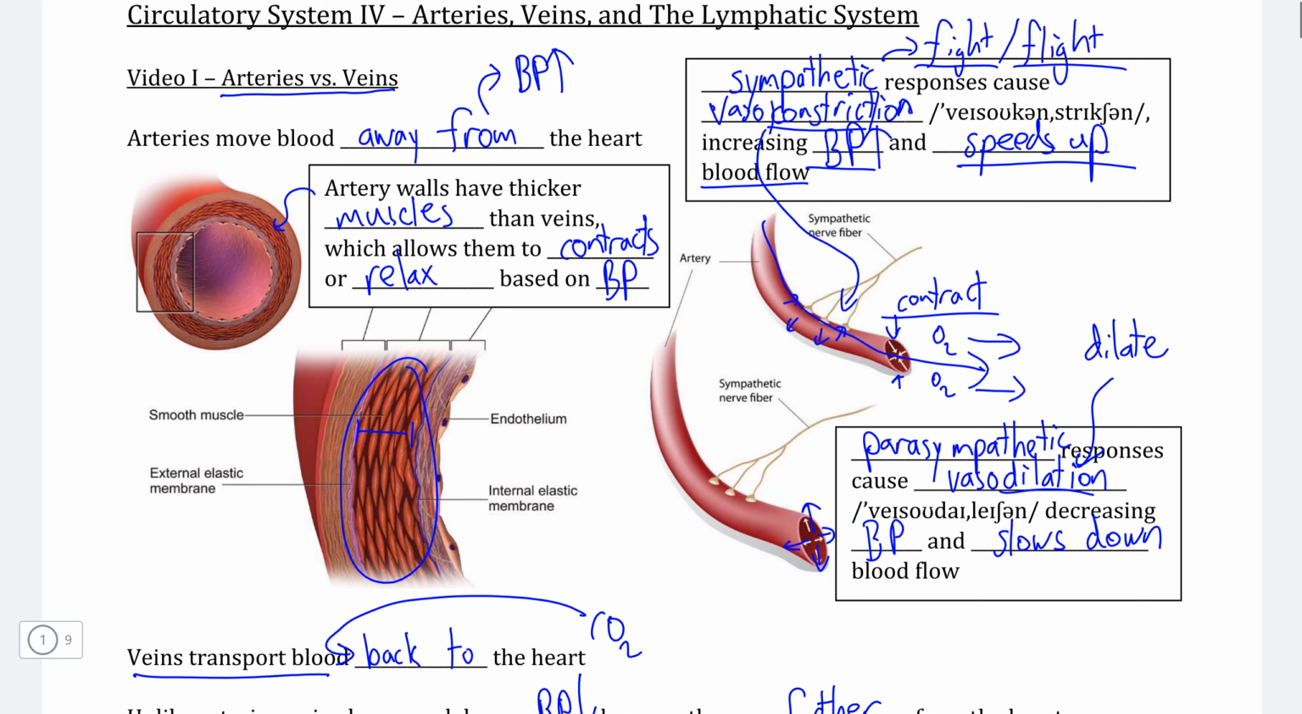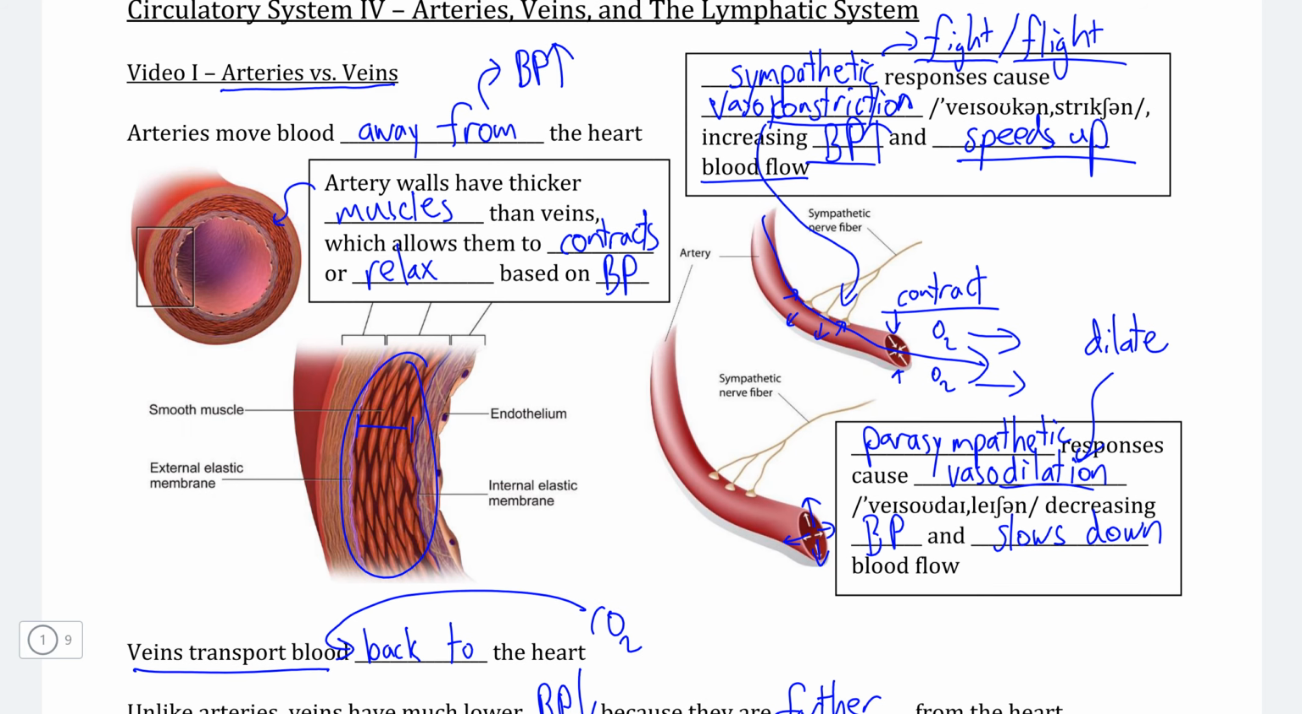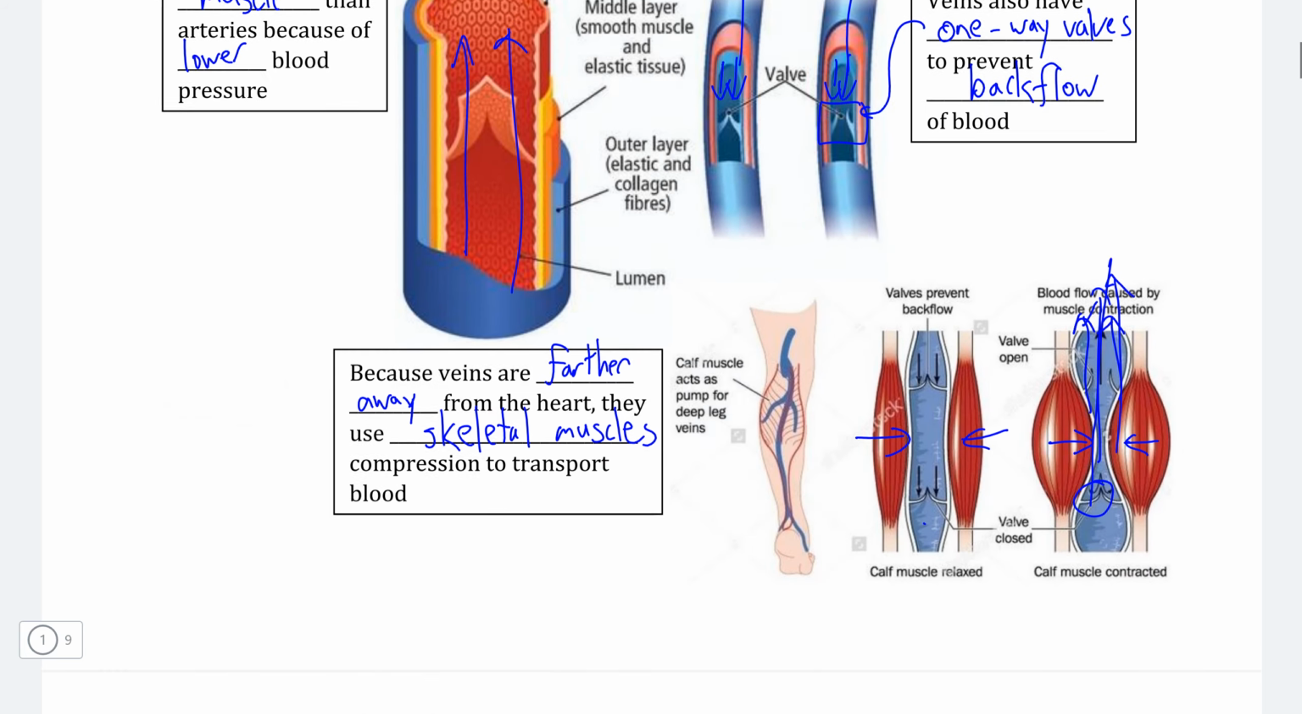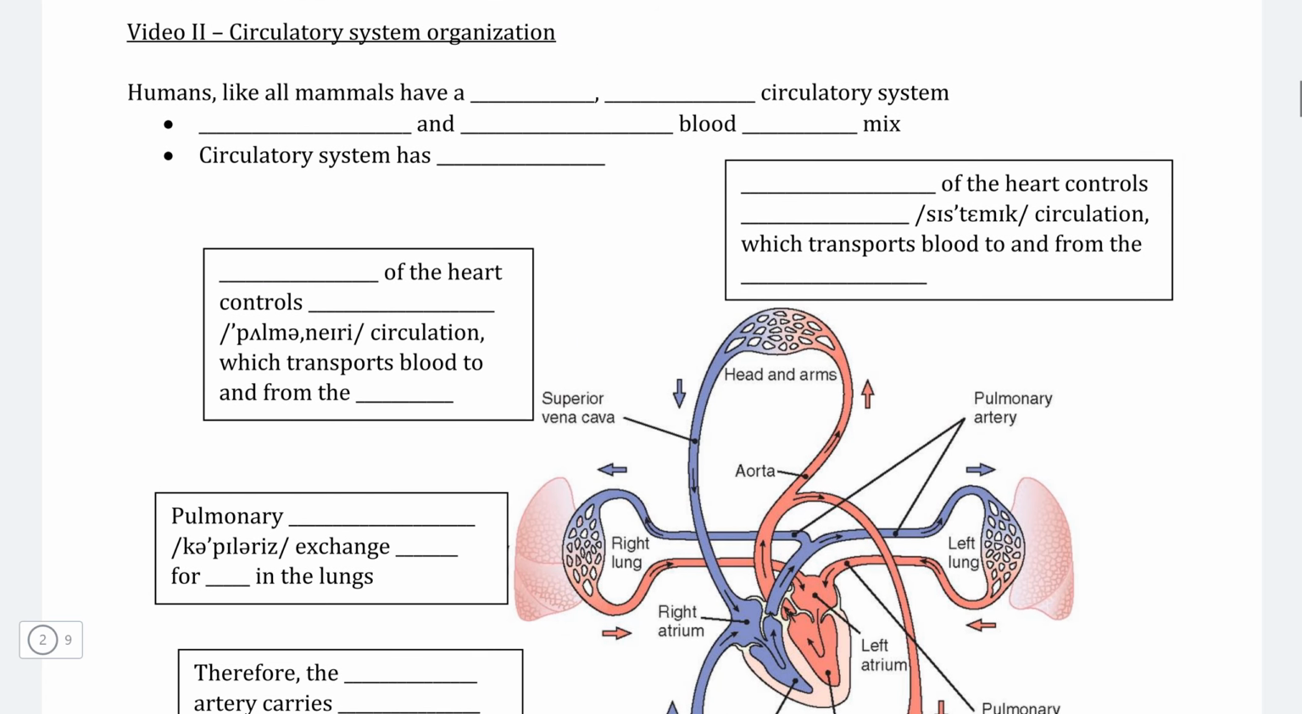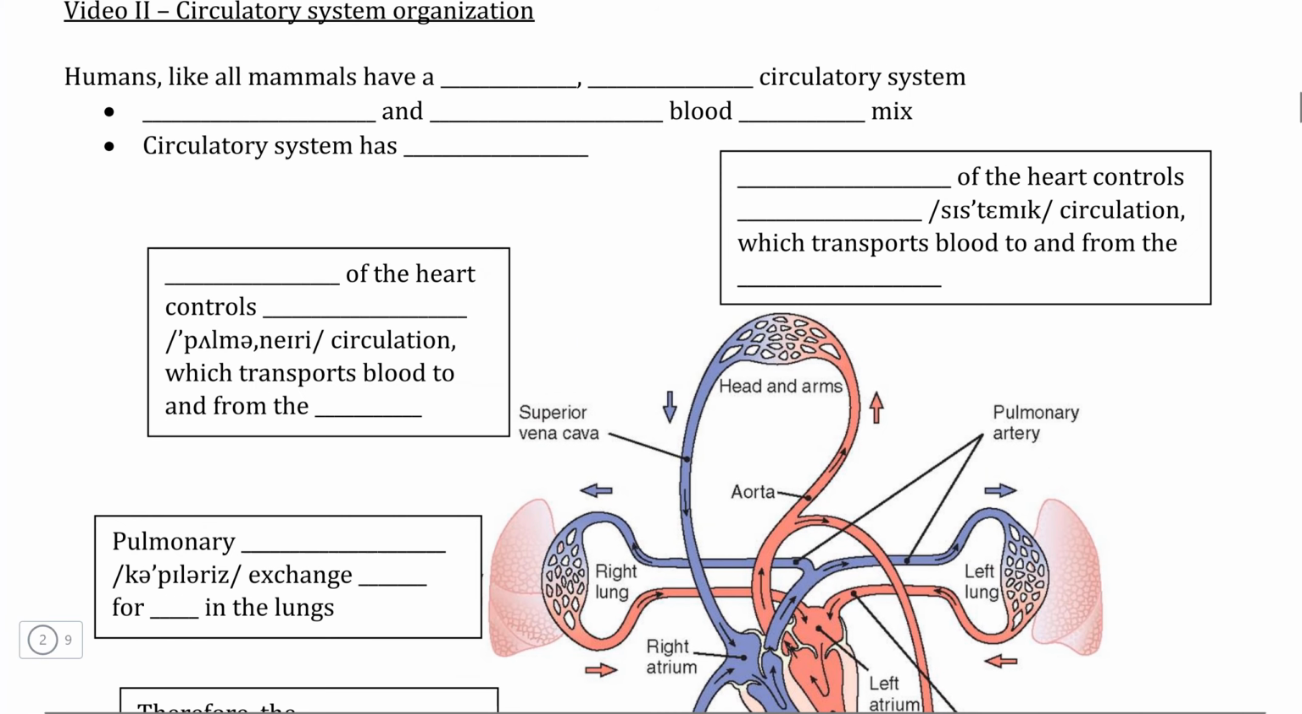Now that you've familiarized yourself with the structural and functional differences between arteries and veins, the next video is going to cover the broad organization of pulmonary versus systemic circulation, so that we can get a bigger picture about how blood flows back to the heart via veins and away from the heart using arteries.